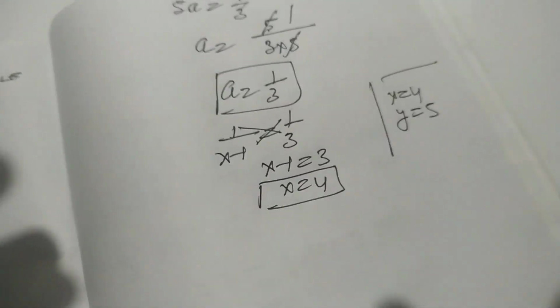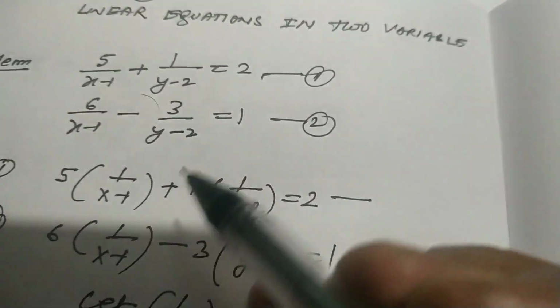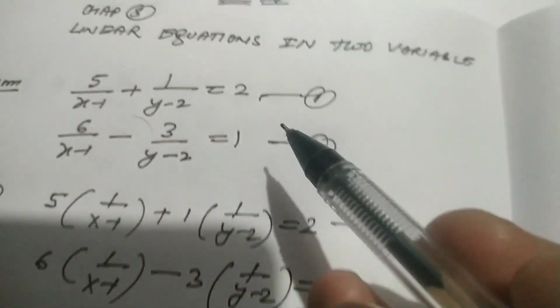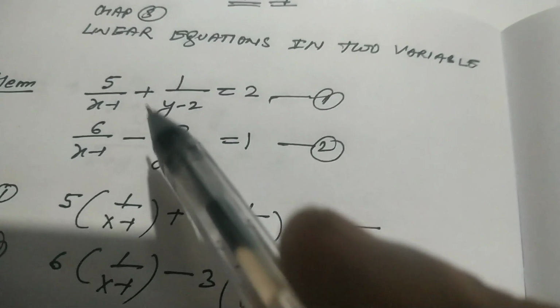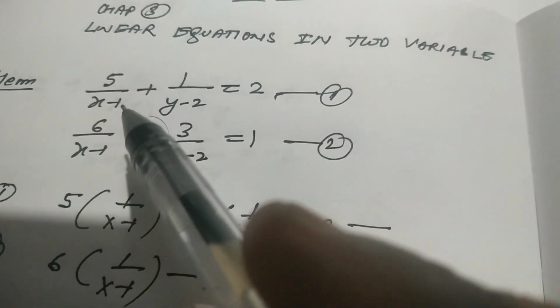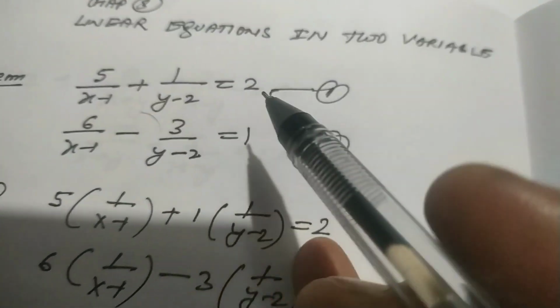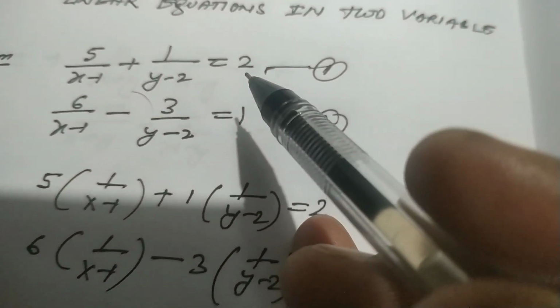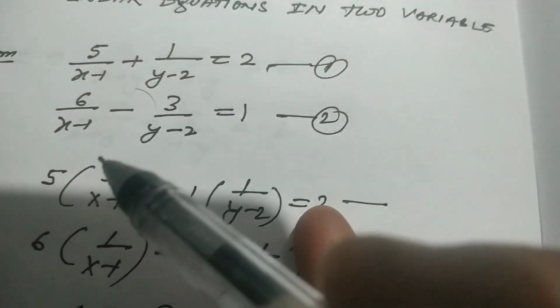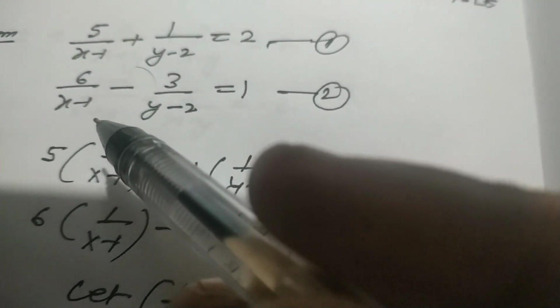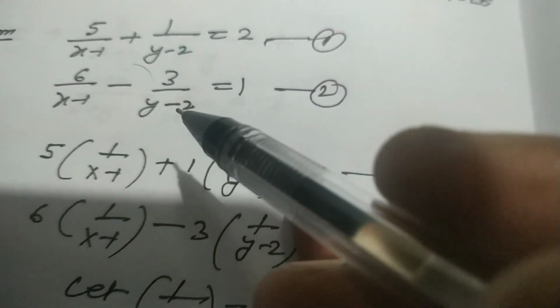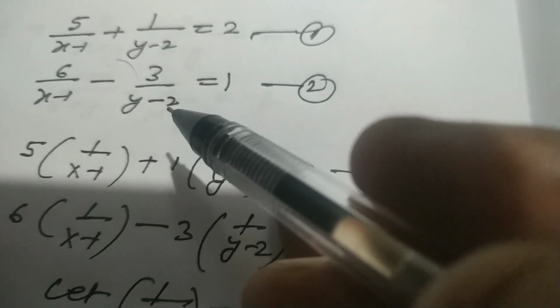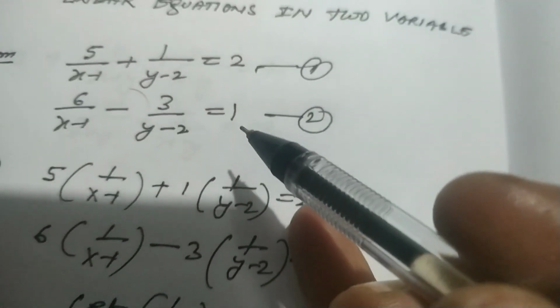Now you can check whether the answer is correct or not. If you put the values of x and y in equations 1 and 2, we get the right hand side values. If you put x is equal to 4 and y is equal to 5, we get the answer 2, right? And in the second equation, putting x is equal to 4 and y is equal to 5, we get 1, right?